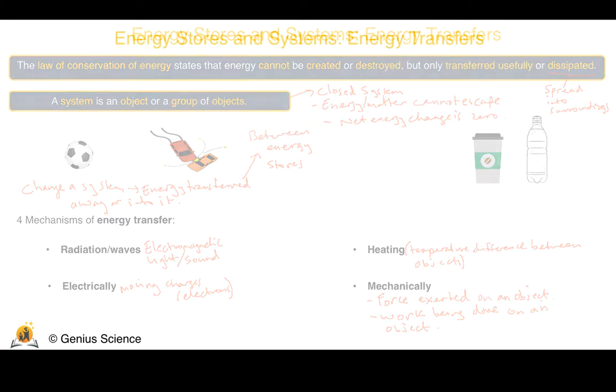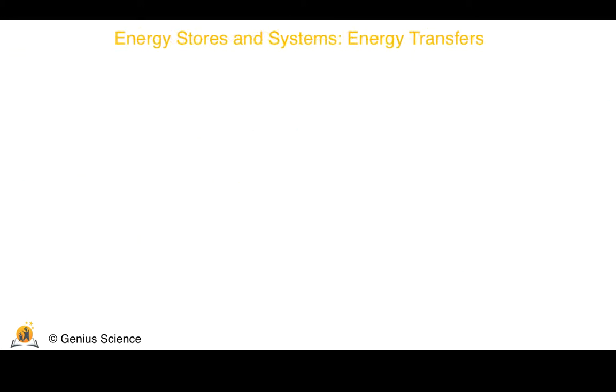You have to be able to describe all of the changes to energy stores and the way in which energy is transferred within a system in common everyday situations. The first example we have here is when an object is projected upwards. For example, when a ball is thrown into the air.